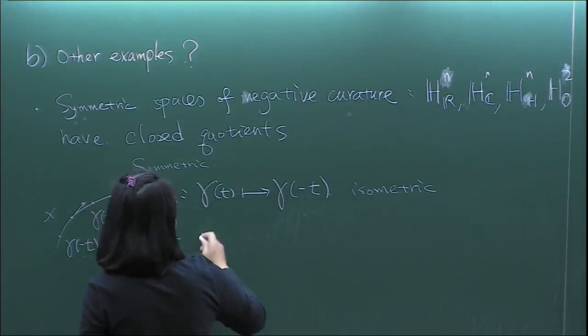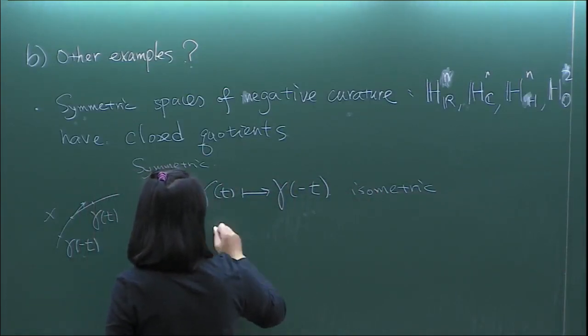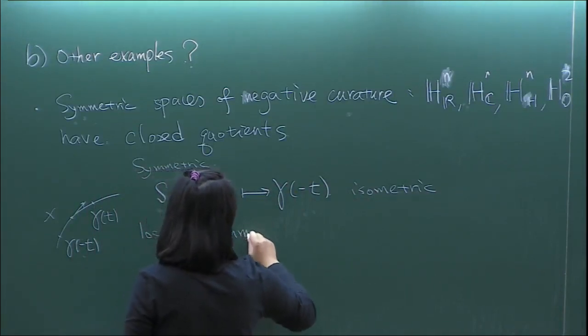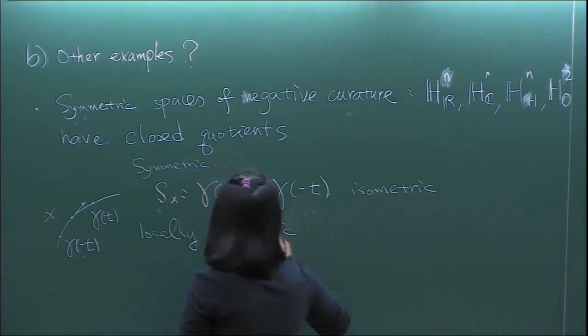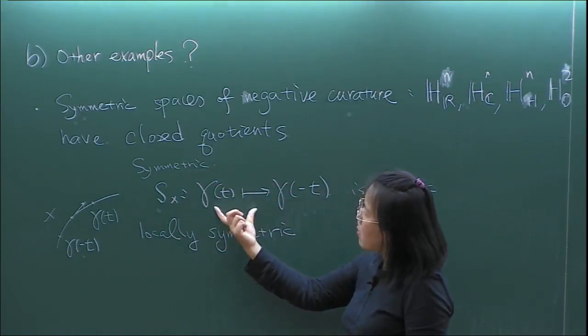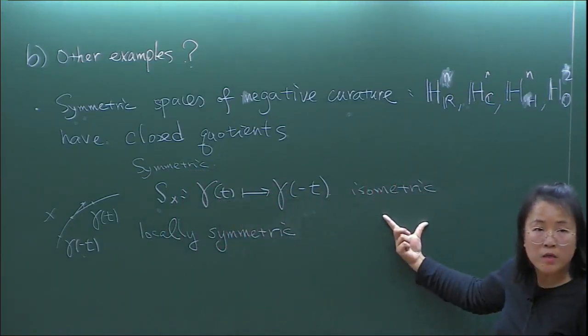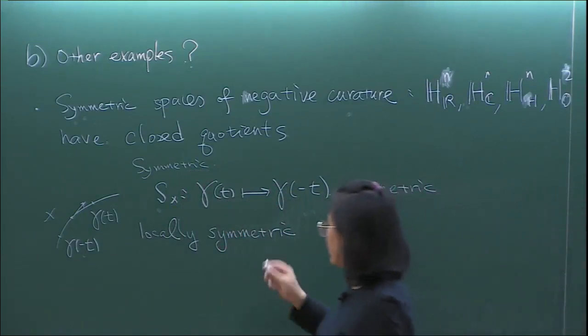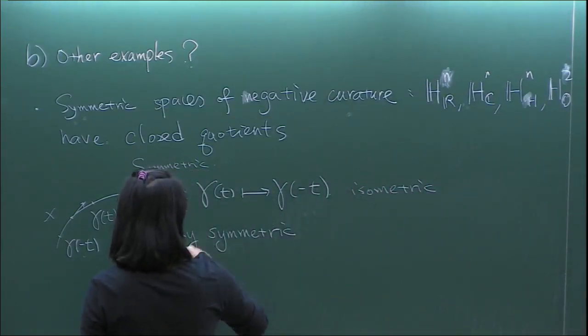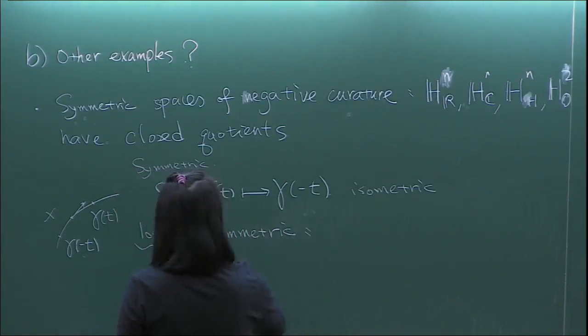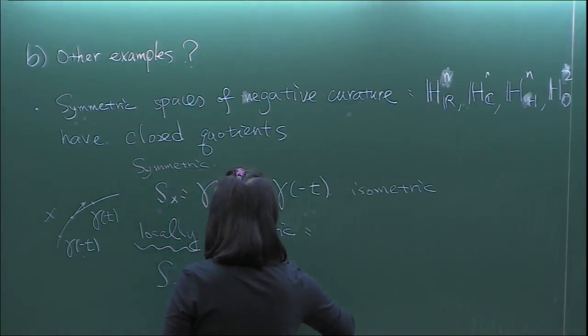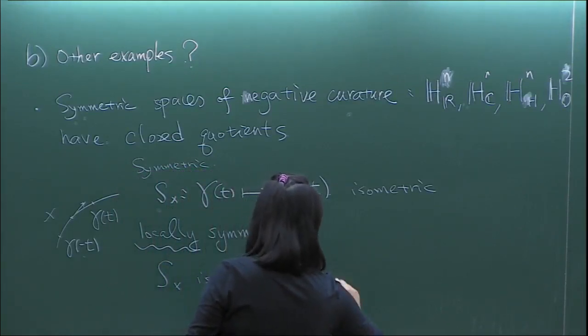But we also have another notion called locally symmetric. It means this map is defined locally as an isometric map. Locally symmetric means this is locally isometric.